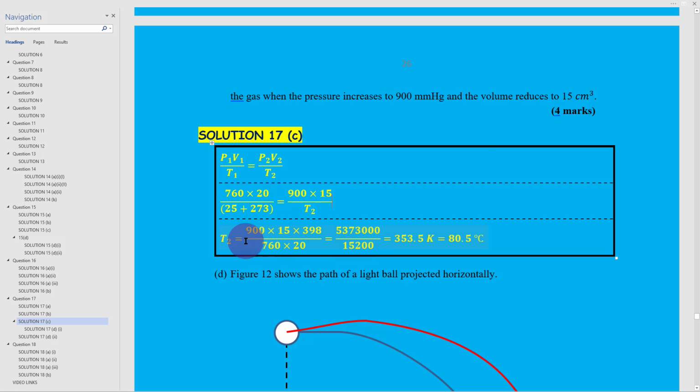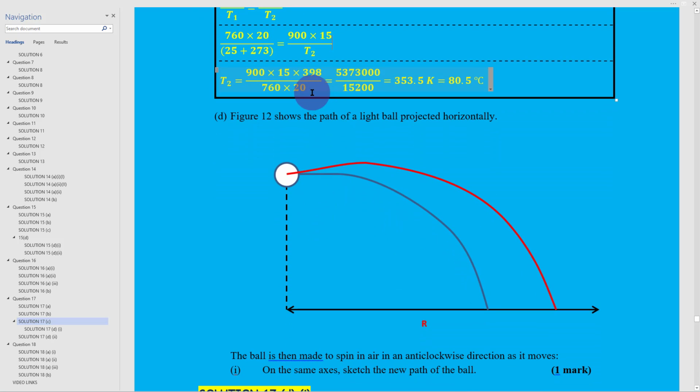So this one is 398, yes, 398 times 900 times 15 divided by 760 times 20 gives me 353.5 Kelvin, and this will be 80.5 degrees Celsius. You can confirm this calculation by yourself now that you have seen I have made that simple correction there. I believe when I was calculating it, I took care of it. It's only that here instead of putting plus, I put a multiplication sign.